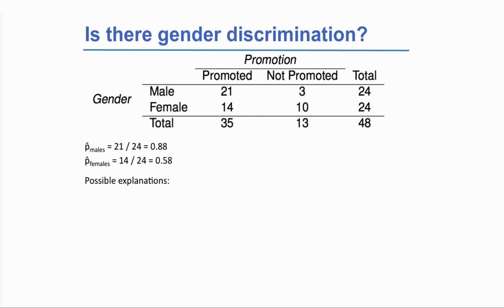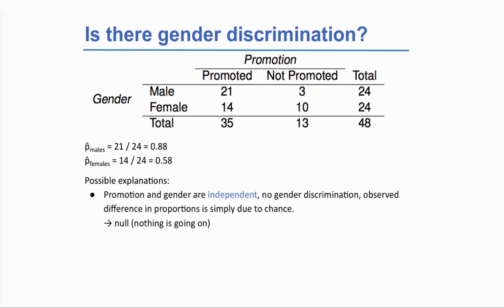So, what are some possible explanations for this? It could be that the promotion and gender are independent, there is no gender discrimination, we just happened to get a sample of women who were not very good at their jobs or whatever and did not get promoted. So, this would be our null hypothesis. The null hypothesis is that nothing is going on. Our results are just due to random chance.